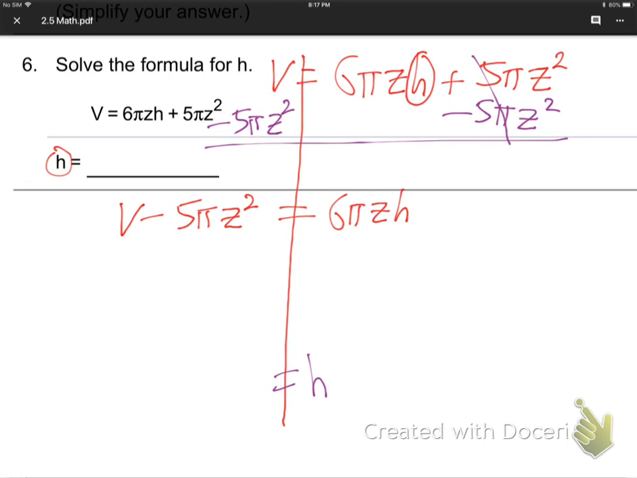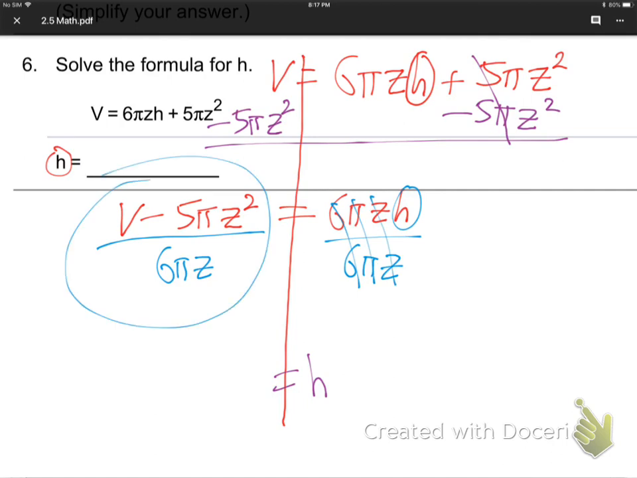What do we do now? H, here's the ball still. It's saying I want to be alone. How am I going to get rid of that 6 pi z? Dividing the other side of the equation. Yeah, divide. Are we okay with that? Is that making sense? Just divide that whole 6 pi z. And whatever we do to one side, same thing on the other. One big bar, 6 pi z. These cancel. H is alone. There's our answer on that.